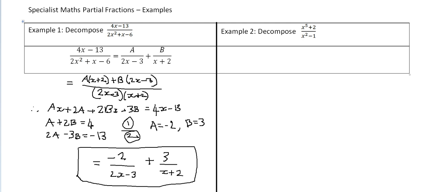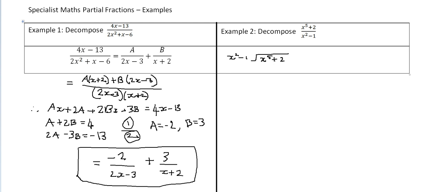You'll notice example 2 is x to the power of 5 plus 2 divided by x squared minus 1. Okay, the order of the x term in the numerator is a lot higher than the order of the x term in the denominator. So the first step we need to do is a polynomial long division. Okay, so we're going to divide the denominator into the numerator, and we're going to get a quotient and a remainder. So we're going to divide x squared minus 1 into x to the power of 5 plus 2.